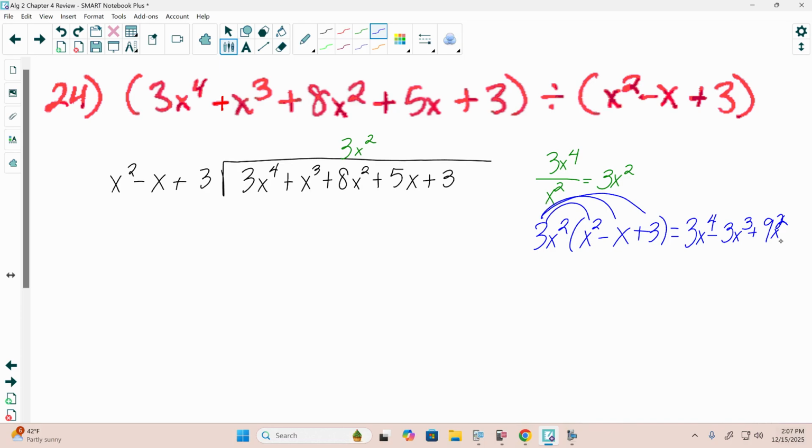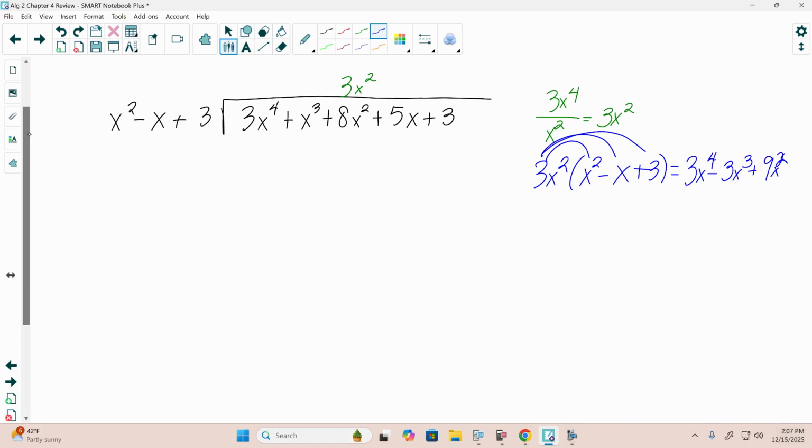And now we put it. Now you can do this by long division or synthetic division.